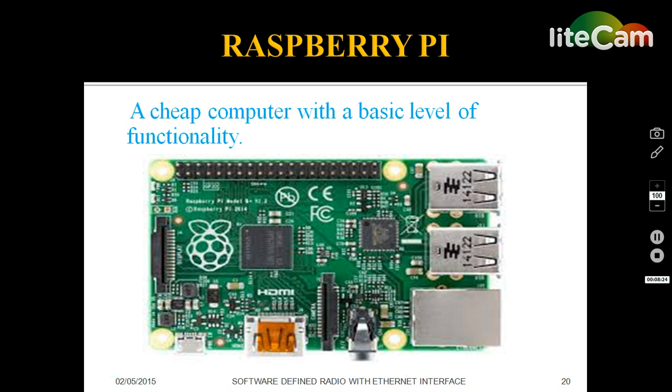Next is Raspberry Pi. It's a cheap computer with a basic level of functionality. In this figure, we can see one Ethernet port with 100 Mbps data rate, then 4 USB ports, one HDMI slot, then the power connector, which is a micro USB power connector, then the SD card slot below the board, and some GPIO pins are also taken out.